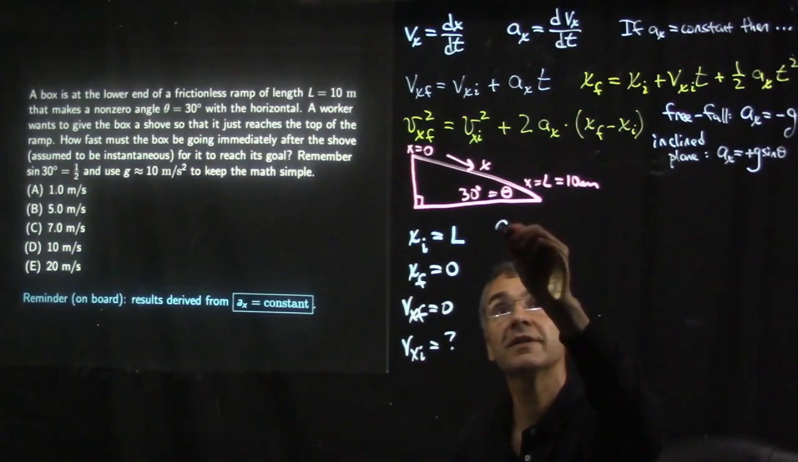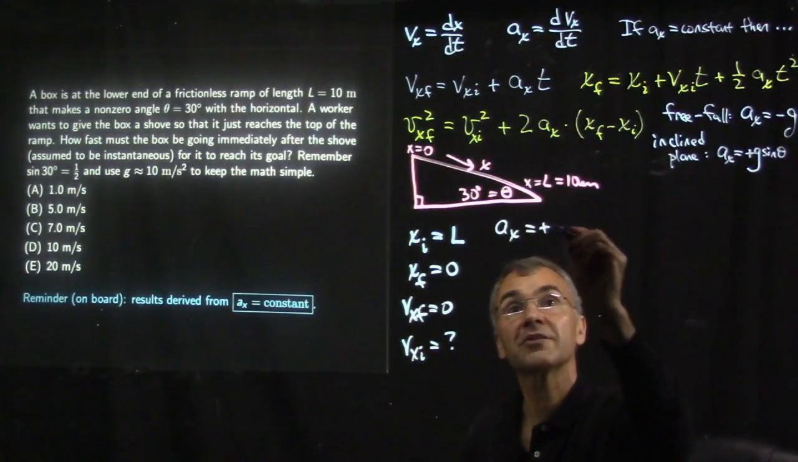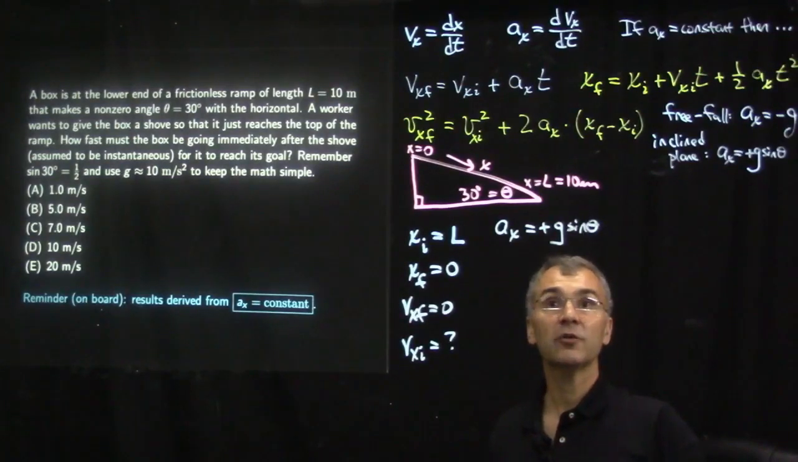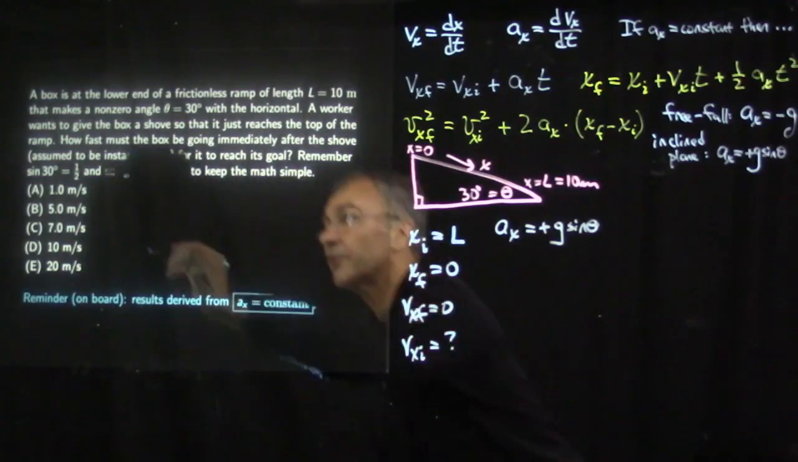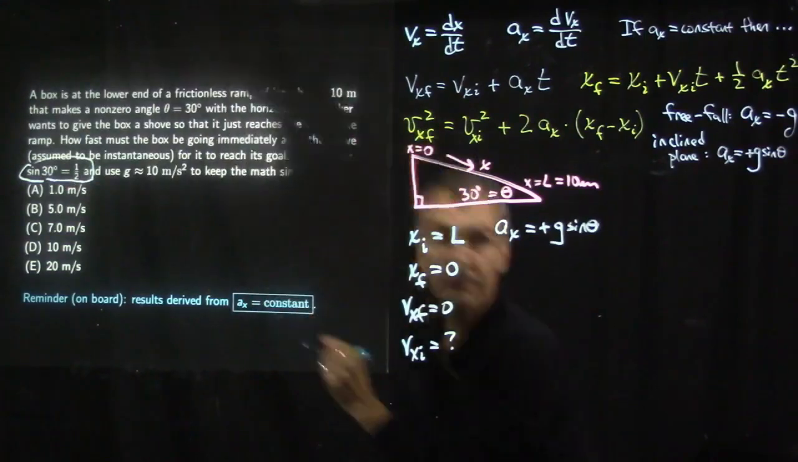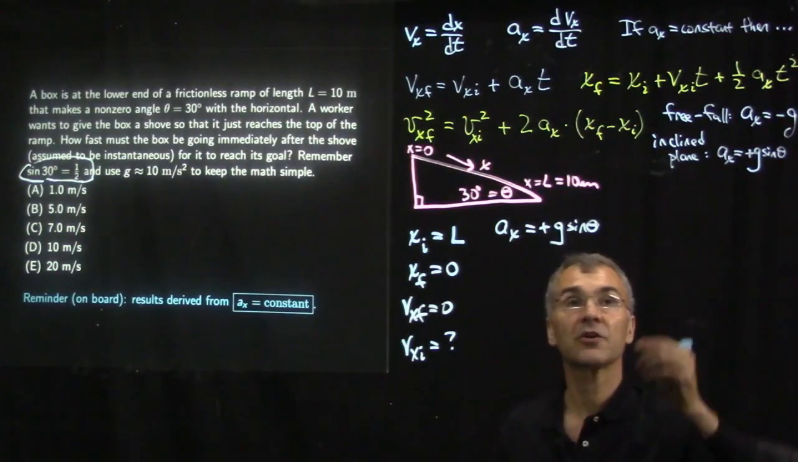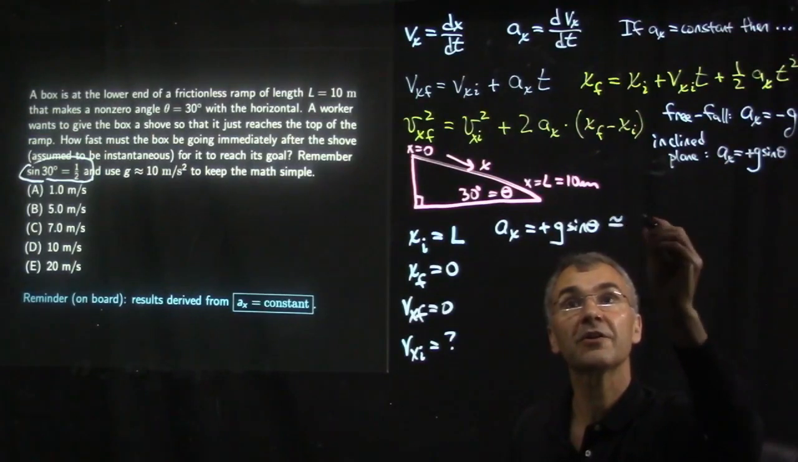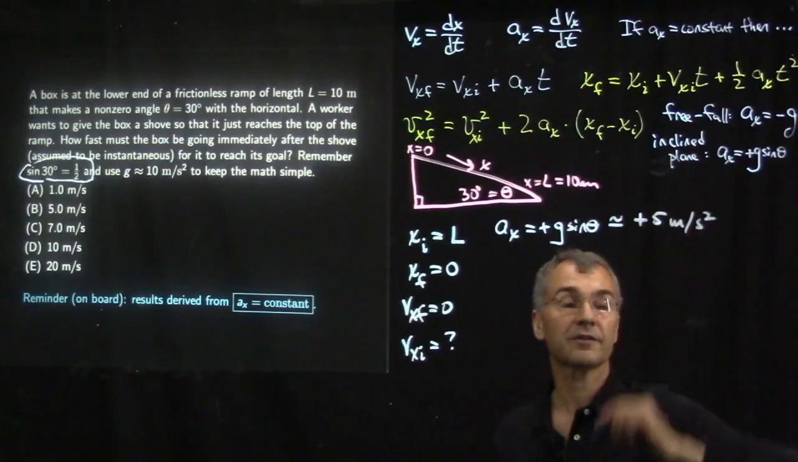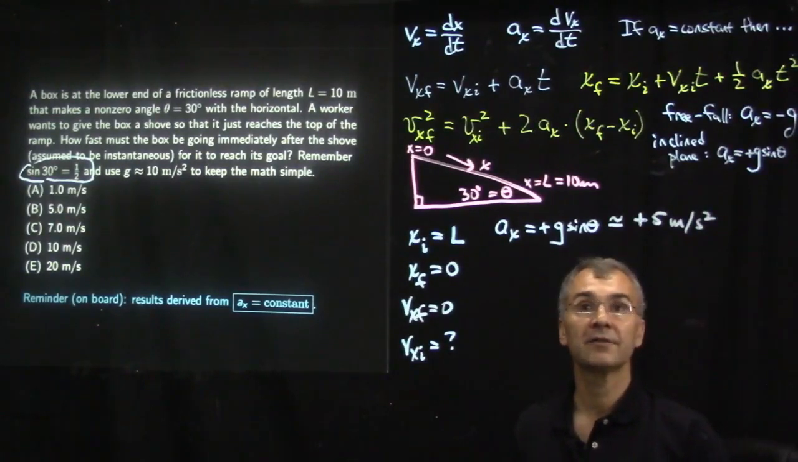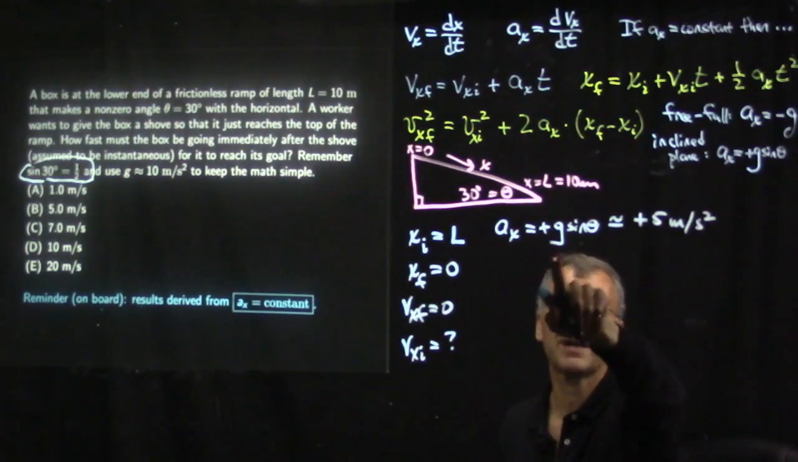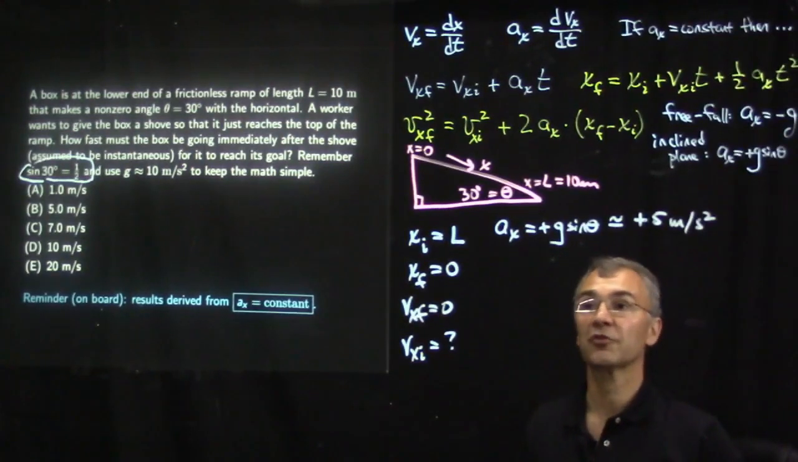And then we know that a sub x is plus g sine theta. And by the way, sine of 30 degrees is 1/2, so that's kind of a useful fact. So this is pretty darn close to plus 5 meters per second squared. For this problem, g is a little bit less than 10 meters per second squared, and sine theta equals 1/2. So let's just say a sub x is plus 5 meters per second squared.